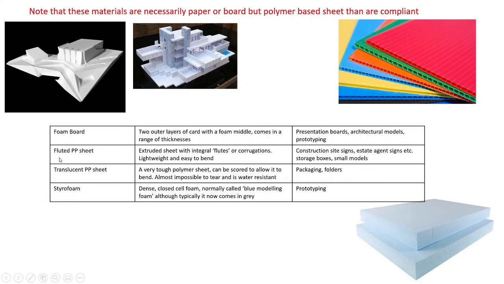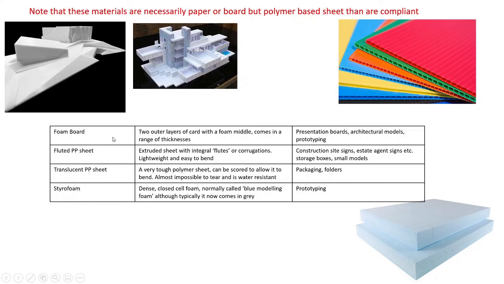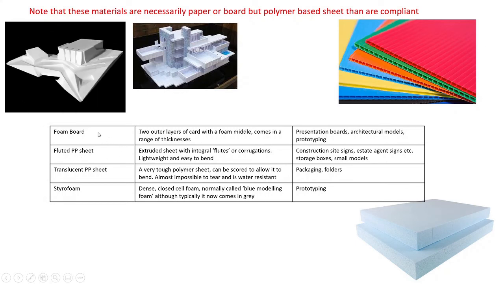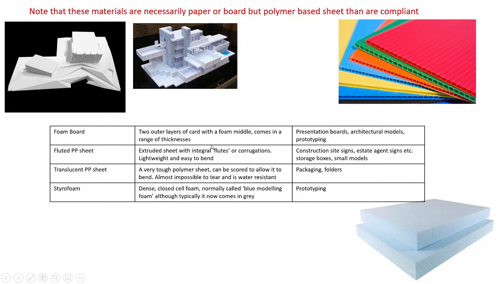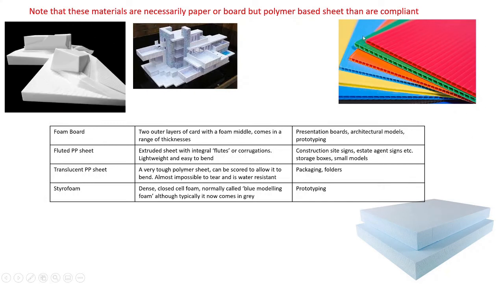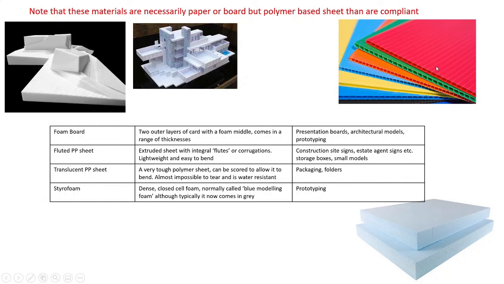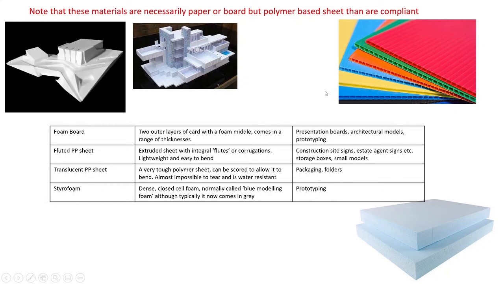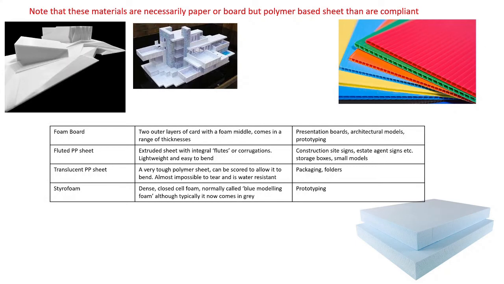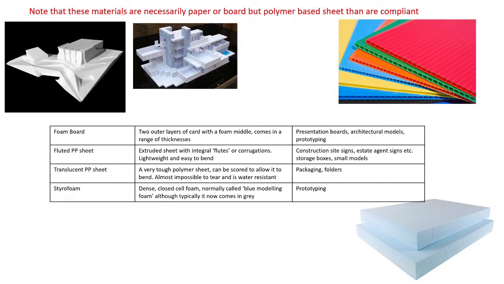Next, you've got fluted PP. Now, PP stands for polypropylene. So essentially, those flutes are almost like corrugations, like with corrugated card. If you look at this picture on the right, basically you've got these little channels, I guess you could call them, which make it quite a rigid piece of plastic. They're really good to work with.